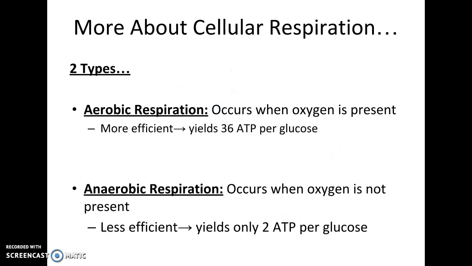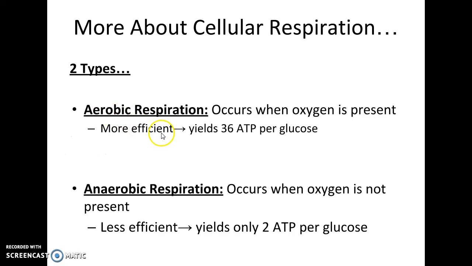All right, a little bit more about cellular respiration. There are two types. Aerobic respiration is respiration that occurs when oxygen is available. It's very efficient and yields about 36 ATP for every glucose molecule that is converted. Then there's anaerobic respiration, which occurs when oxygen isn't present, and it's much less efficient. It only yields 2 ATP molecules per glucose.